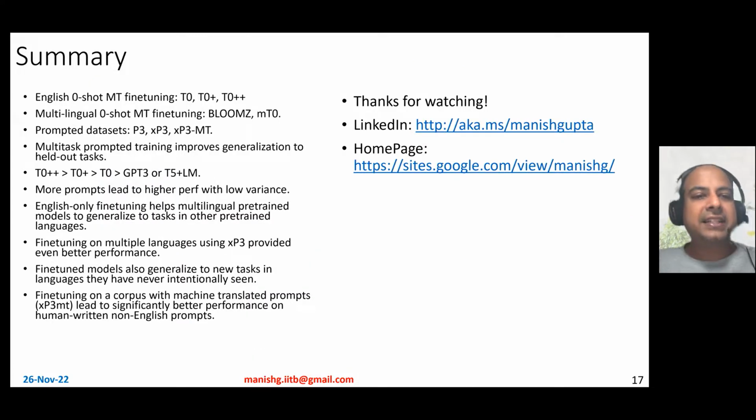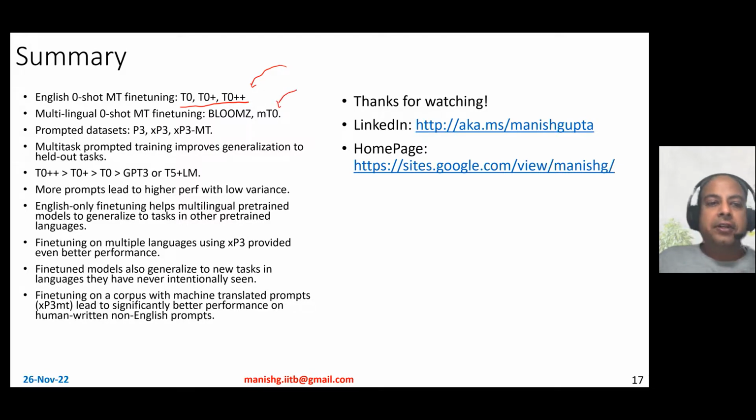So let me quickly summarize. In this video, we talked about two papers, both of them on multitask prompted fine tuning. One focused just on English multitask prompted fine tuning, so T0, T0 plus, and T0 plus plus. The other focused on multilingual zero shot multitask prompted fine tuning, which led to models called BLOOMZ and mT0.